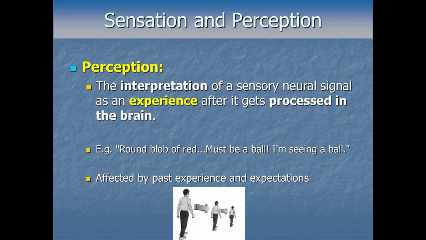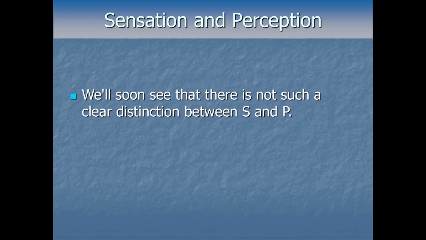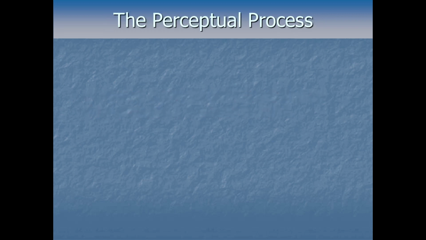So perception is what we're most fundamentally interested in psychology, but we have to understand the sensation as one important step of that. Now, we'll soon see that there's not such a clear distinction between S and P, sensation and perception, but for now, this distinction gives us a really good starting point. But modern researchers usually just speak about perception as a process. So it's a process that starts with sensory neurons, and we don't necessarily use the term sensation by itself very much. So speaking of this perceptual process, what is it?